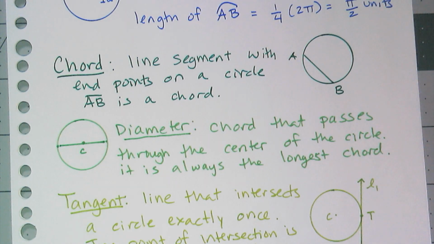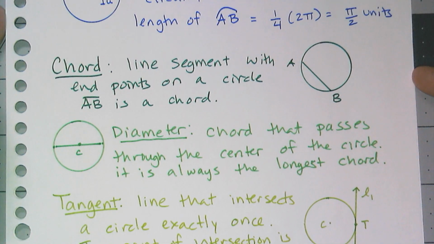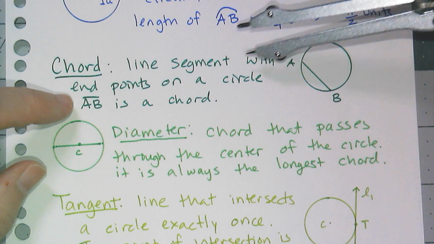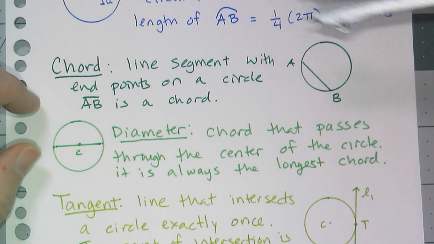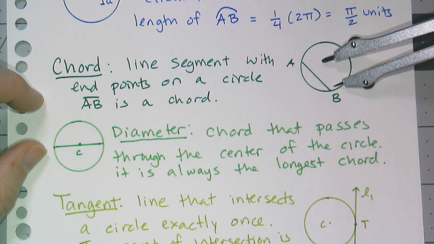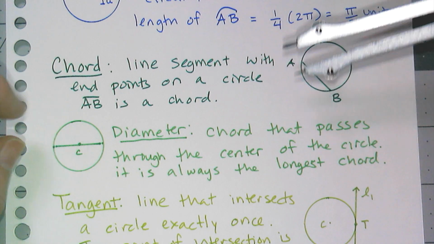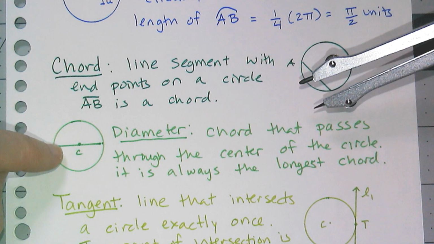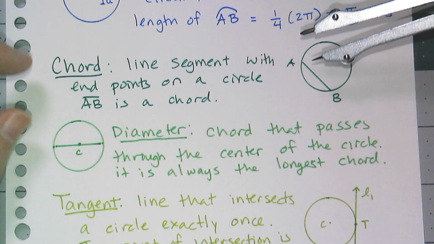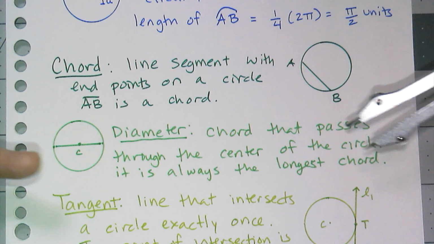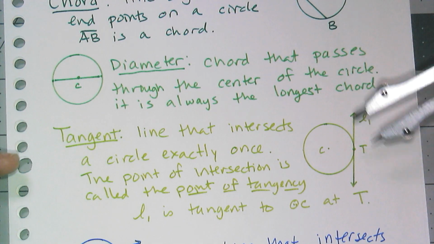Now let's move away from arcs and talk about something called a chord. And a chord is a line segment with endpoints on a circle. So AB is considered a chord, right? Now chords can go through the center, and so we can think of the diameter as a special chord of the circle that passes through the center of the circle, and it is always the longest chord. And then we move on to the tangent.